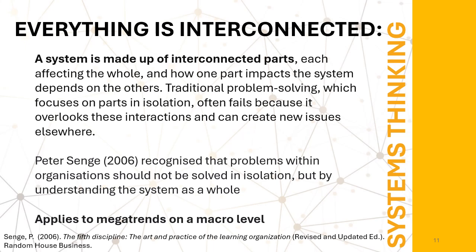It's important to remember that everything is interconnected, and this is where systems thinking comes into play. A system is made up of interconnected parts, each affecting the whole. So how one part impacts the system depends on the others. In traditional problem solving, we tend to focus on parts in isolation, and it often fails because we overlook these interactions and it can create new issues elsewhere. Peter Senge recognized that problems within organizations should not be solved in isolation, but by understanding the system as a whole. And this applies to megatrends on a macro level.